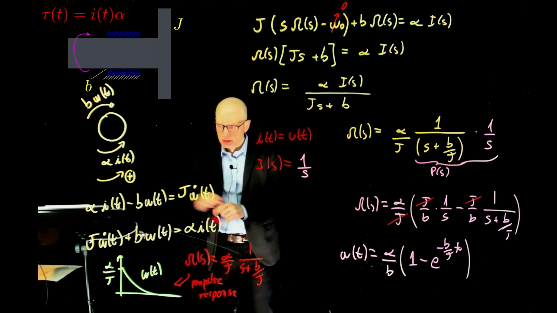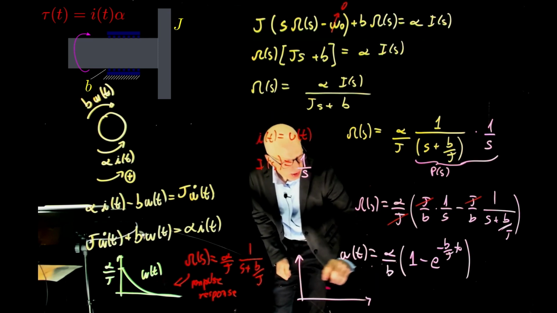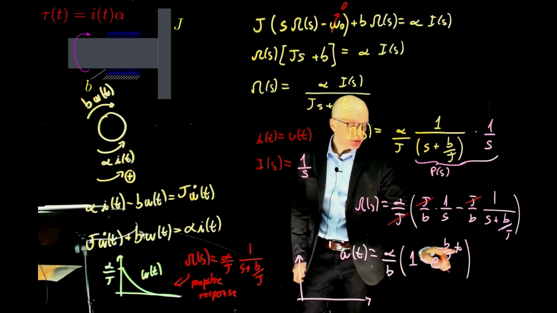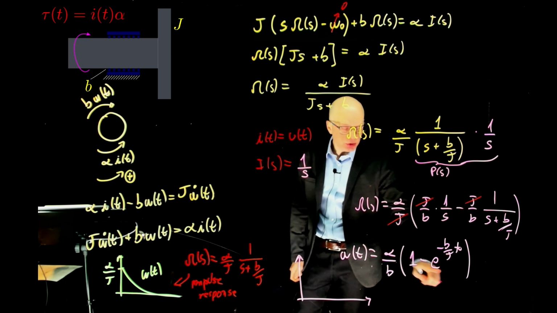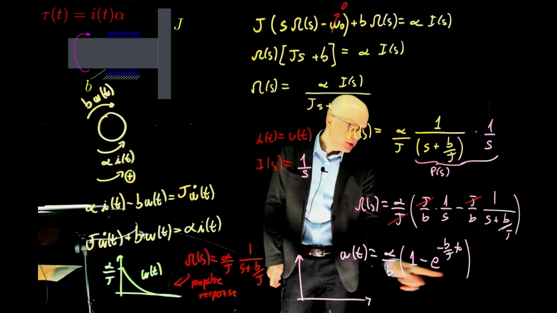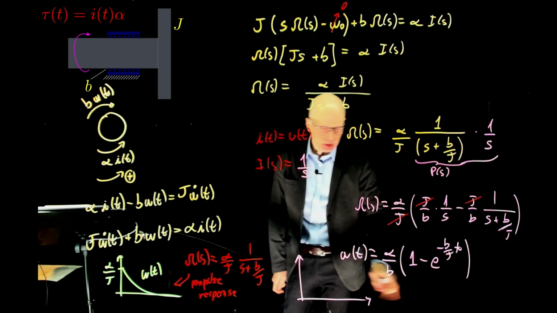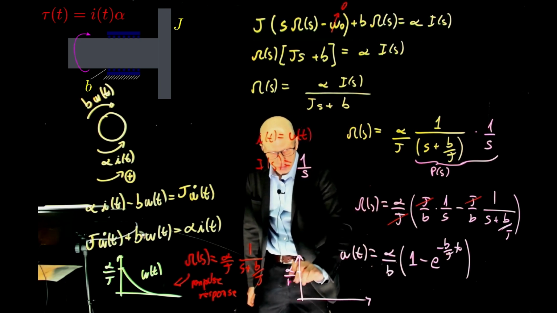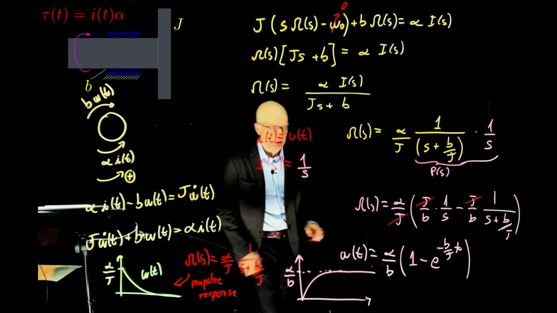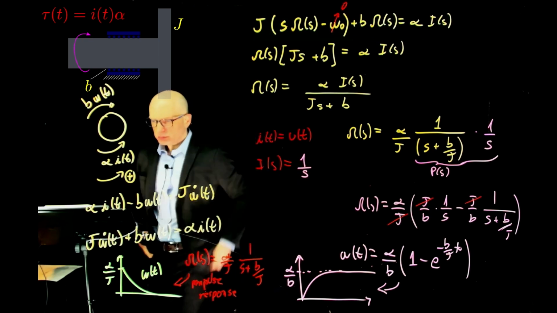We can plot this. And if we plot that, what do we get? We have something that starts at 0, right? When time is 0, this is 0. So exponential of 0 is 1, 1 minus 1 is 0. It starts at 0. And when time tends to infinity, this here goes to 0, negative exponential of negative infinity. We are left with alpha over B. So the speed follows a curve like that.